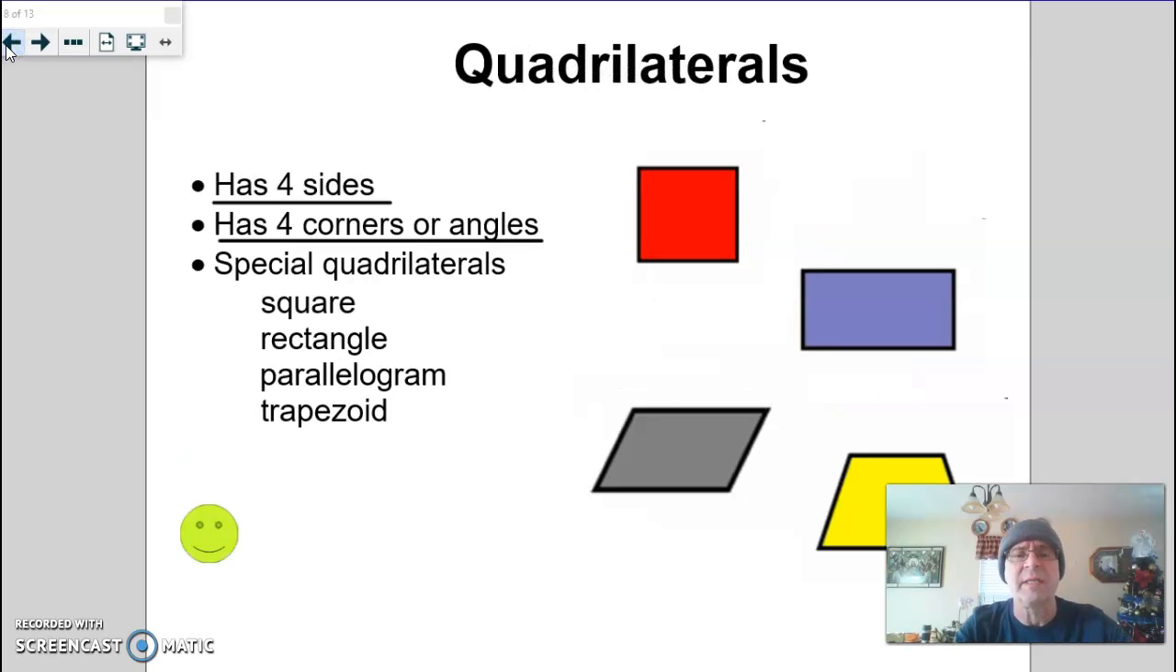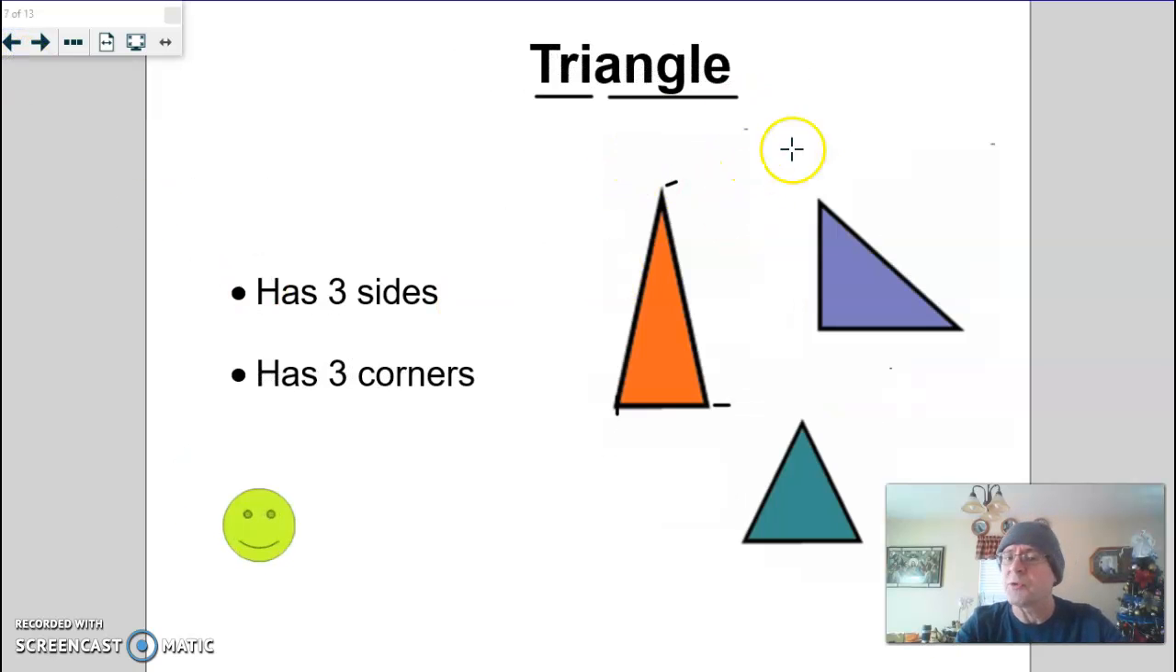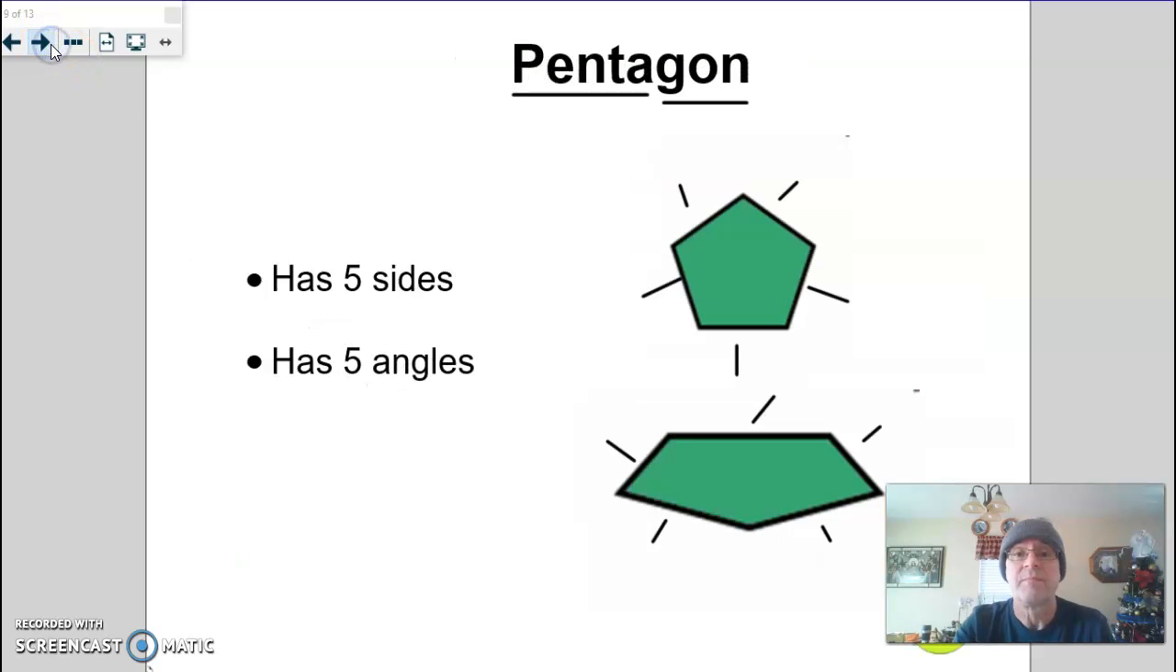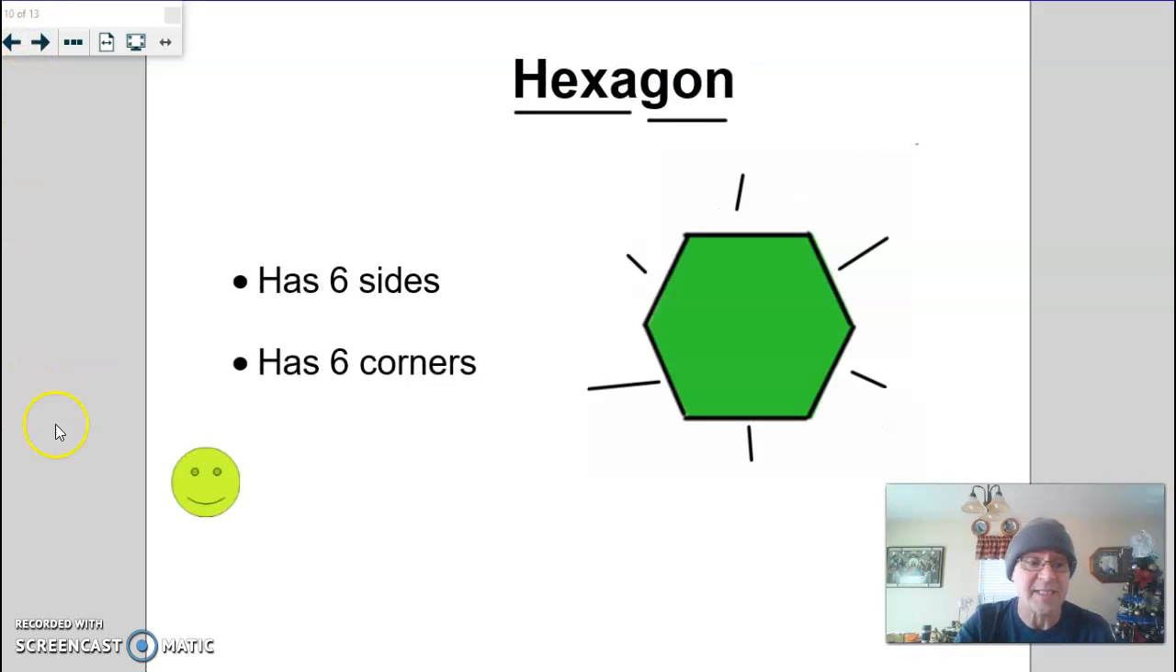We've gone over a few things today that some of this might be review. A triangle, 3 sides, 3 angles. A quadrilateral, 4 sides, 4 corners. And there are some special ones, and we'll have to go over those. A pentagon, 5 sides. And a hexagon, 6 sides.